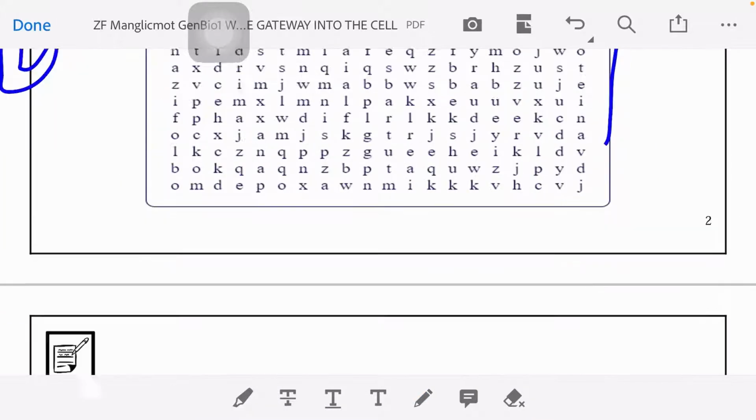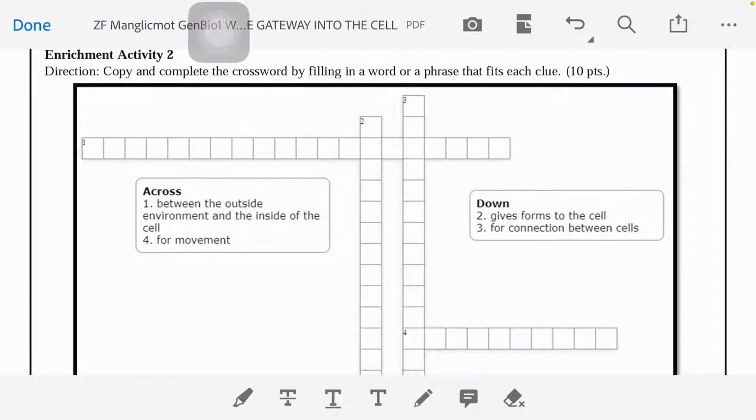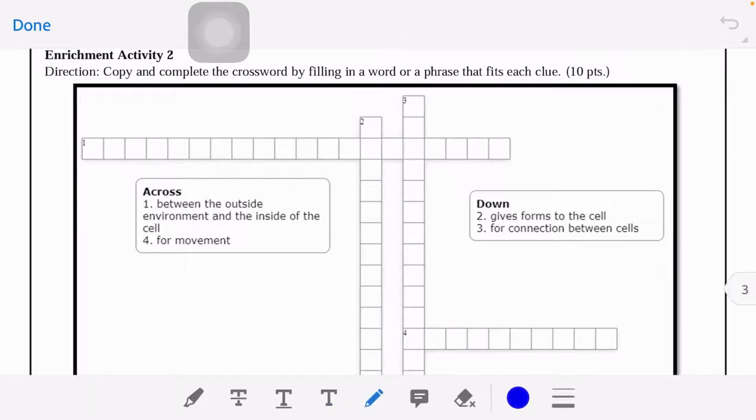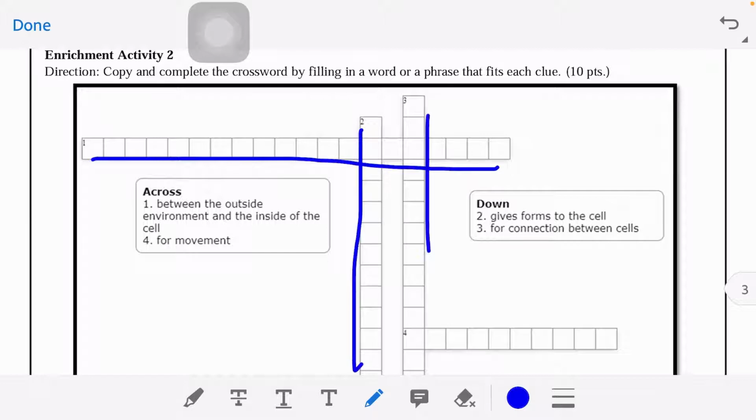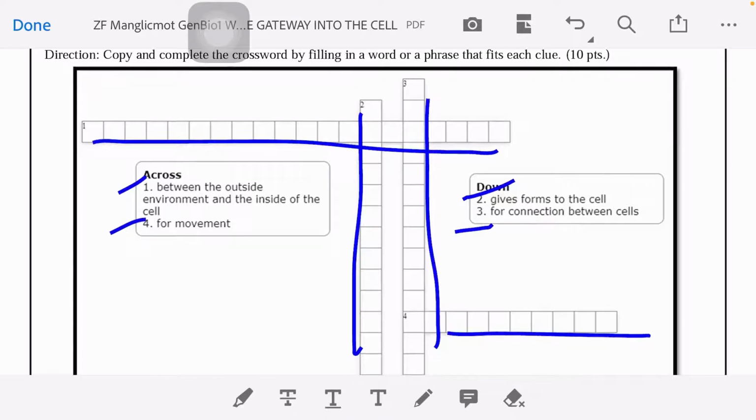For activity number 2, you have to copy this. Copy and complete the crossword. You're going to copy the boxes, how it was made. Then you're going to identify what is being asked. Everything is in your handouts or in your module.